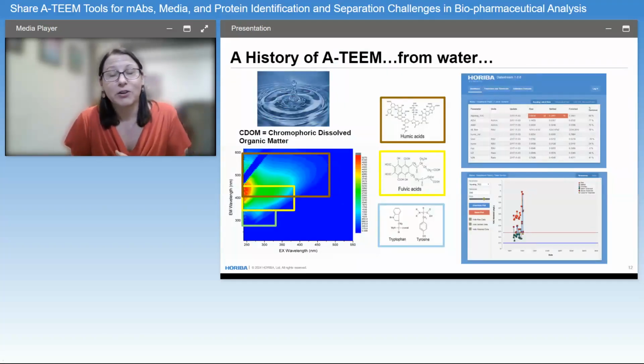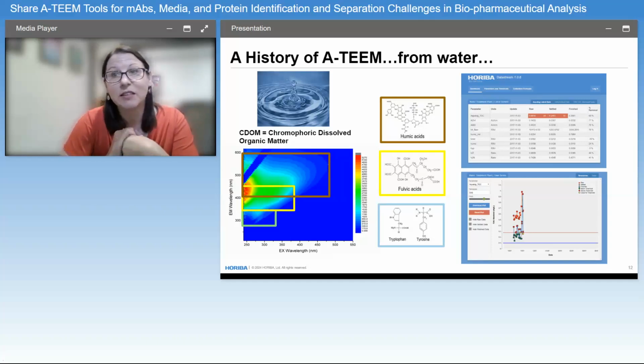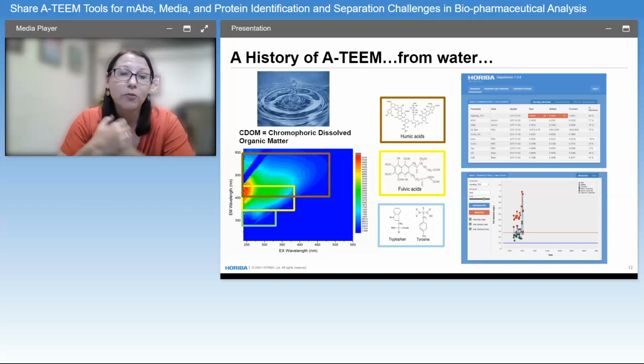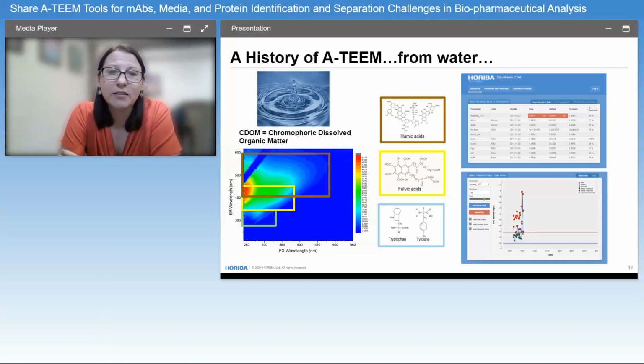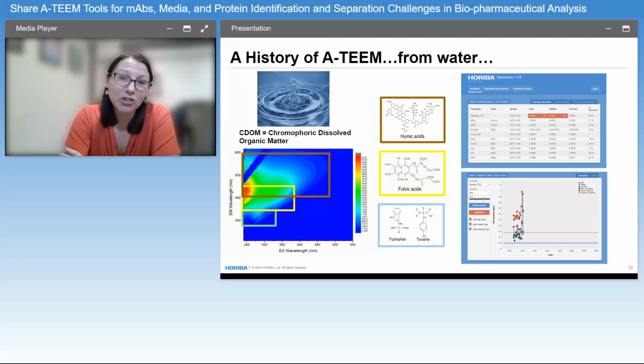The A-TEEM method really started with the water research community, and leaders in water research studied something called chromophoric dissolved organic matter, or CDOM. And this included fluorescent molecules like amino acids, fulvic acids, and humic acids, and other things that are found in all sources of water, from environmental water sources to water that's been treated with different processes. And many biological molecules do fluoresce in nature. And so these include amino acids like tryptophan and tyrosine and phenylalanine, NADH or NADPH, chlorophylls, different variations of algae.